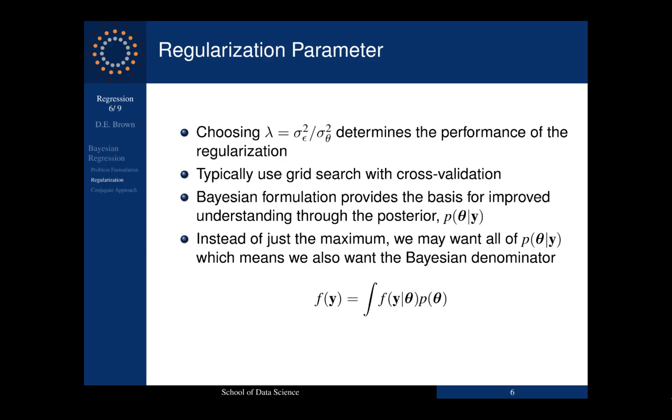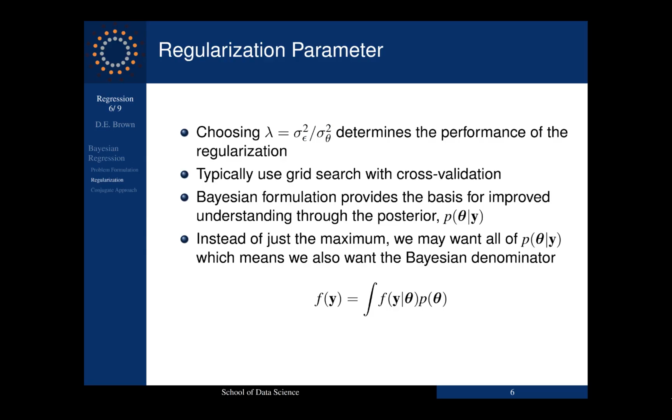Now, instead of just finding the maximum, just the estimate for the parameter, we may want to find the entire distribution. Again, this is something that we can do when we use a Bayesian approach to the problem as opposed to maximum likelihood. So that means we actually have to find the denominator in the Bayesian solution, which is f of y, the density function for the data.